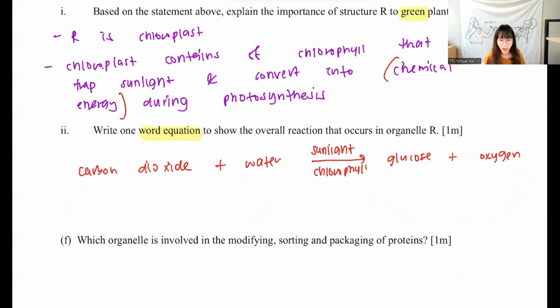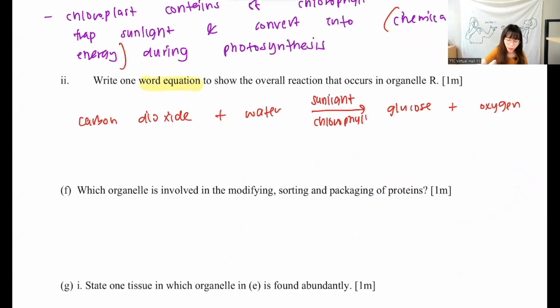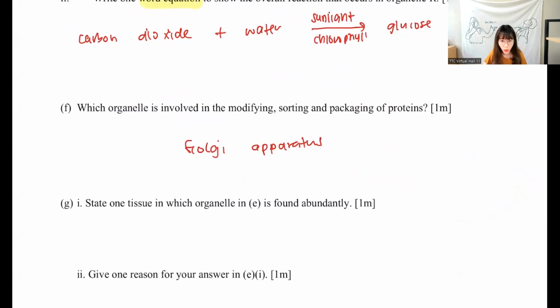Which organelle is involved in modifying, sorting, and packaging of proteins? Of course, it's Golgi apparatus, because Golgi apparatus is a factory, right? Next, state one tissue where organelle F, not E, is found most abundantly. Which cell has a lot of Golgi apparatus? Liver is smooth ER, right? Which one? The pancreatic cell, correct. Pancreatic tissue, because the question says tissue, right? Will your teacher mark you wrong if you write pancreatic cell? Some teachers don't care, but some care a lot. So just go by the question, to write tissue or cell.